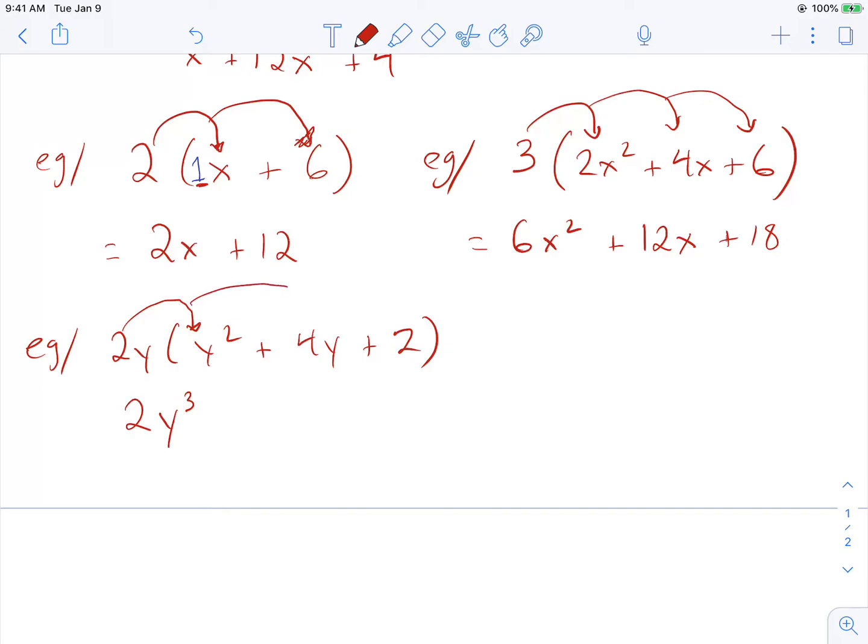The next thing, that 2y is going to multiply with the 4y. And then we're going to have 2 times the 4. Remember, you want to do the multiplication of the coefficients first. And then we have our y times our y, which is y squared.